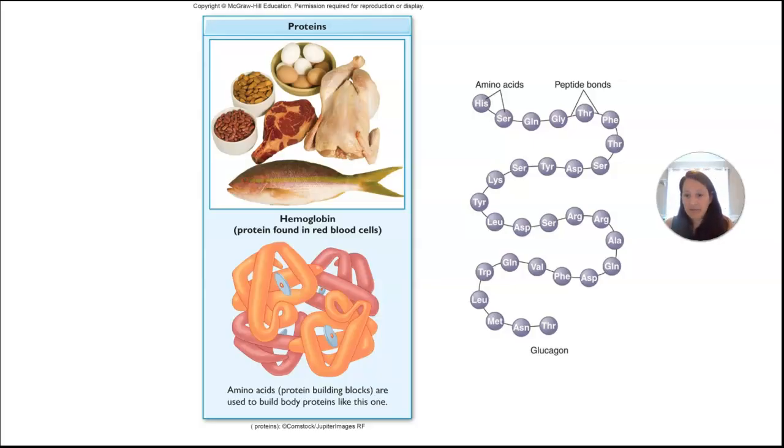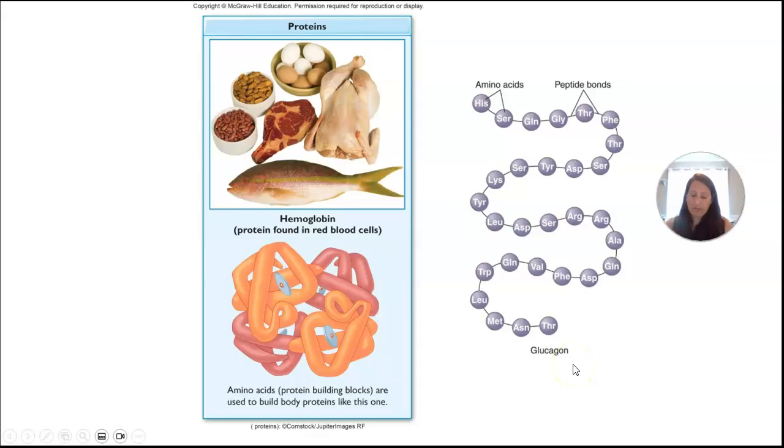Here's a couple of examples of some proteins that are really important in our bodies. So here on the left, underneath our picture of food sources, we see the protein called hemoglobin. Hemoglobin is a protein that's really important. It's found in our red blood cells. It is responsible for carrying, picking up, and transporting oxygen from our lungs to all of the cells and tissues in our body. That is how our tissues get oxygen, carried through the bloodstream in red blood cells.